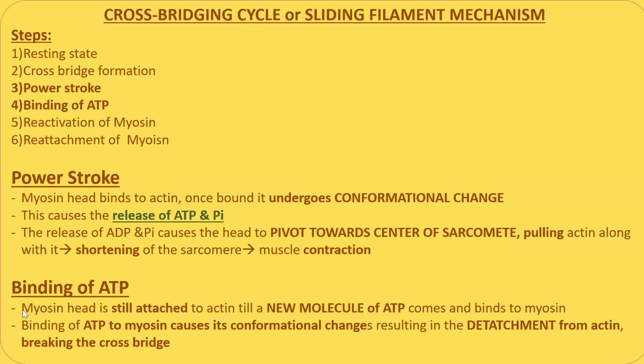Okay, now once they do the power stroke, they release energy, they will get detached. What will get detached? The ADP and the inorganic phosphate. Okay, the ADP and inorganic phosphate will get detached, the ATP binding site is exposed, and what happens is that another ATP molecule will come, like this is an ATP molecule, and it will cause a conformational change, causing the myosin head to detach from the actin.